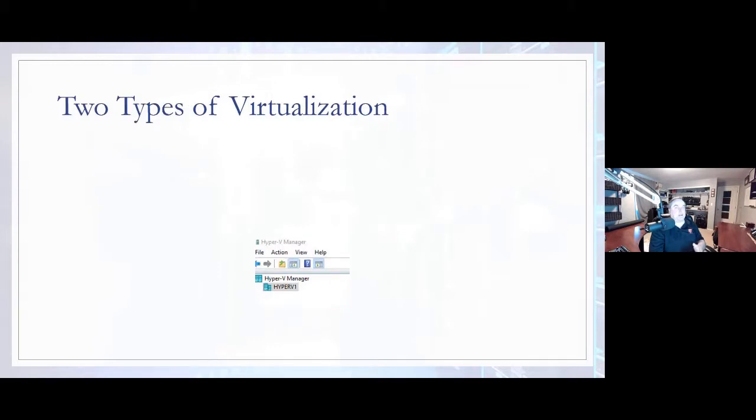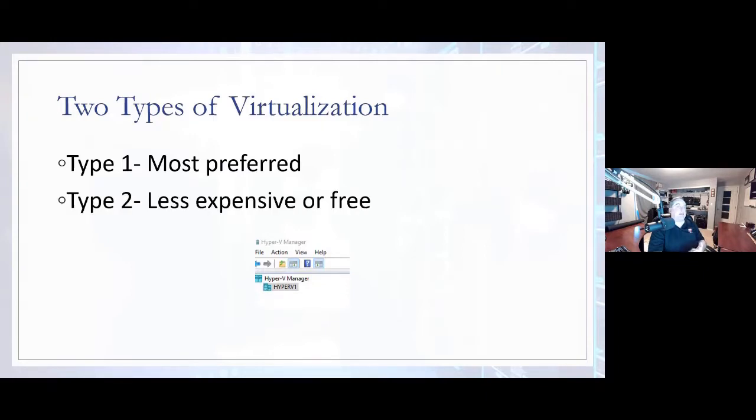Now, a lot of people don't realize this, but there are two different types of virtualization. System administrators should be aware of the two types of virtual machines. There is a type 1 and a type 2 hypervisor. A type 1 hypervisor is the most preferred because it has direct access to the hardware, such as the RAM and the processors and the hard drive storage.